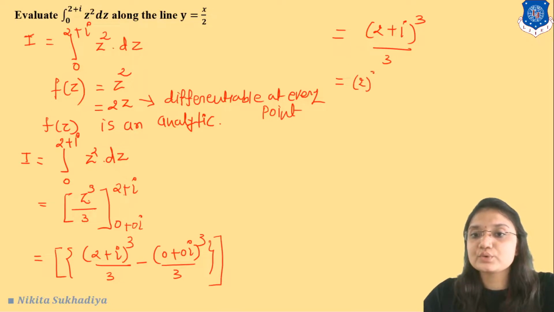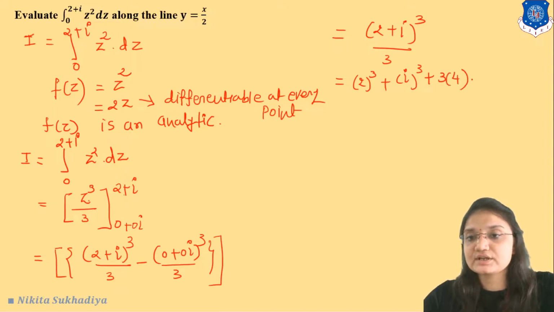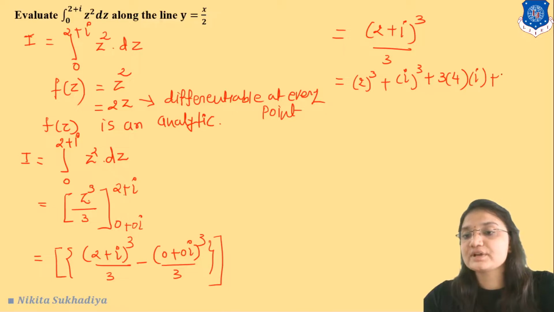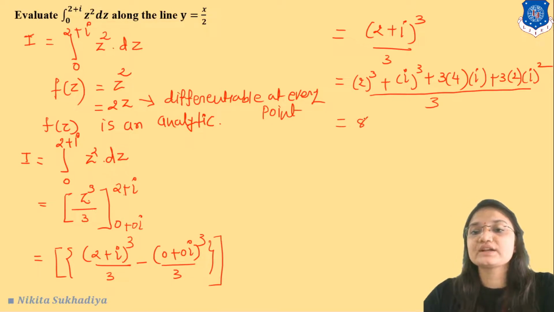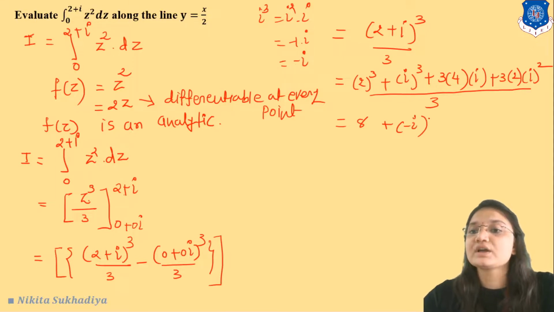So this will become 2 cubed plus i cubed plus 3a squared b, that is 3 into 4 into i, plus 3ab squared, and divide by 3. Okay, so i cubed we can write as i squared into i, and what is i squared? That is minus 1 into i, so this will become minus i. And plus, 4 3s are 12i, plus 3 into 2, that is 6.